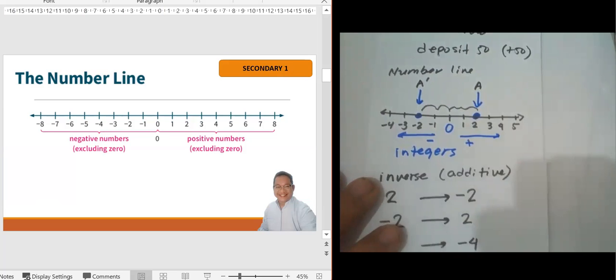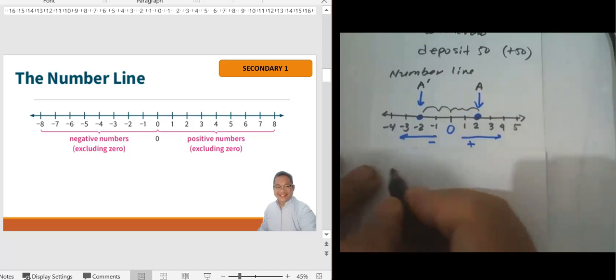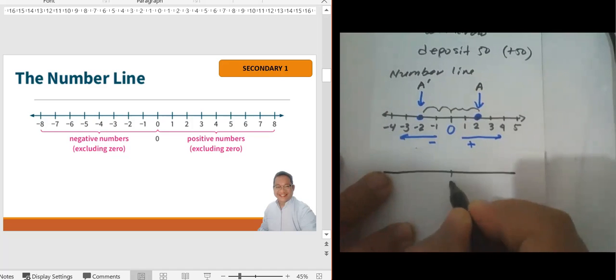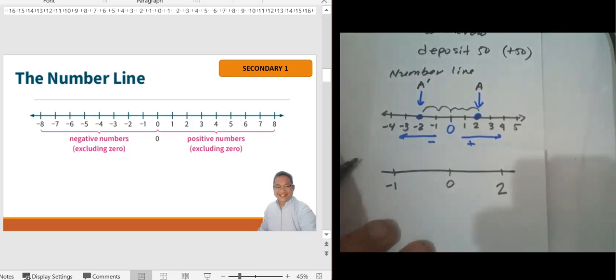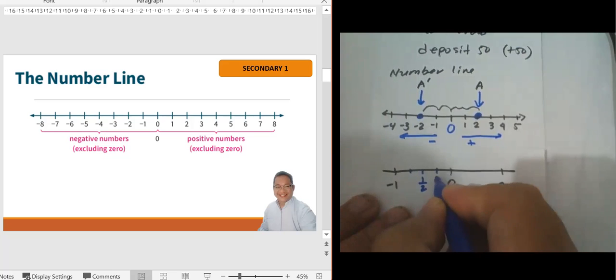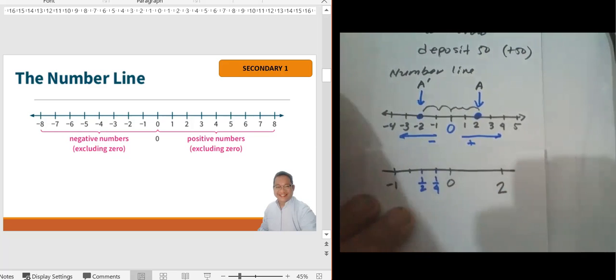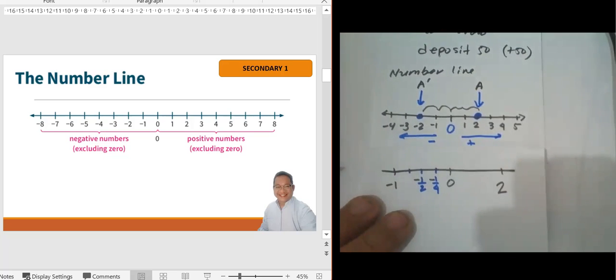Now, Mr. Daniel, what if we zoom in? Okay, I'm going to draw another one, and that is 0, and that is -1, and that is 2. As you can see, there are actually numbers in between. And what is this one? That is your 1/2. And this is your 1/4. Sorry, that's on the left. So that's -1/4, -1/2. Correct?